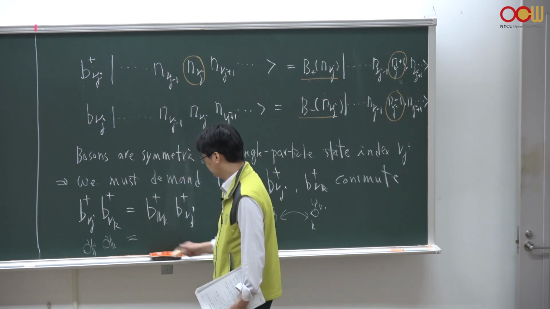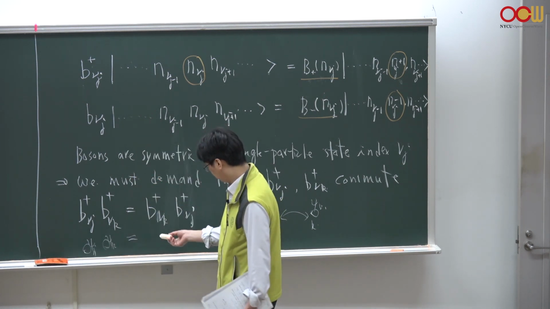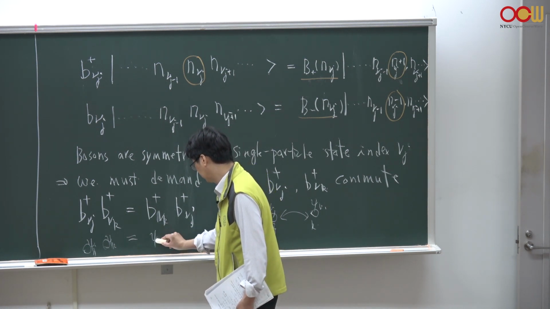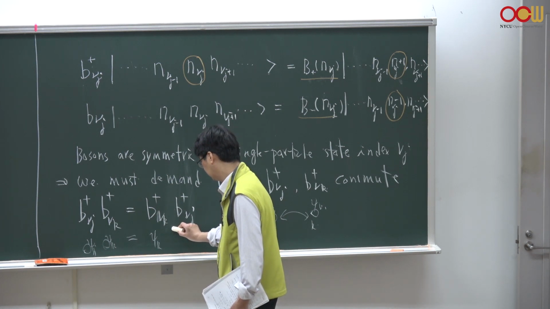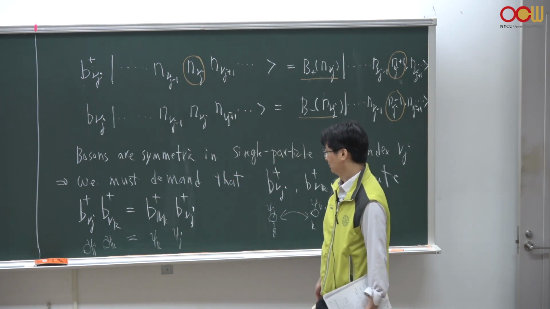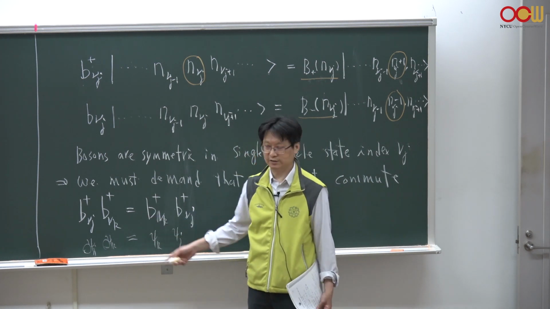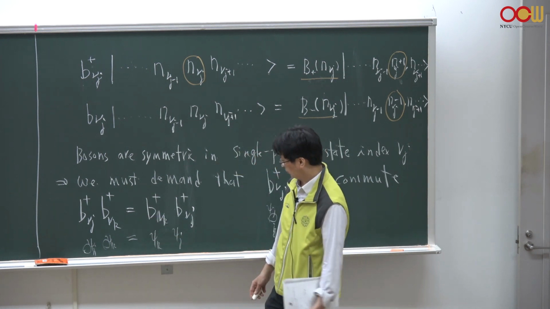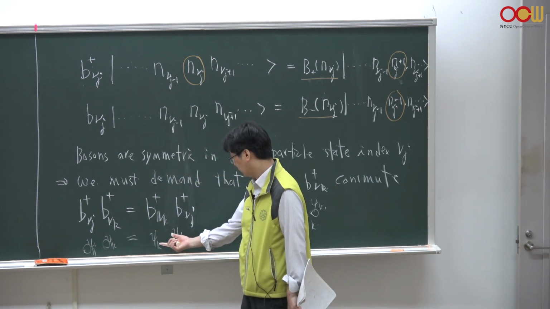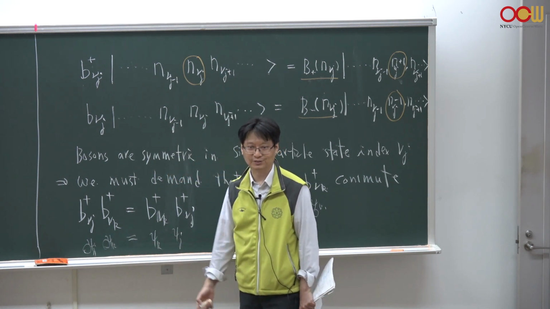And on the right-hand side of the equation, I get the opposite order when we create these two boson wave functions. I first create, say, psi J and then psi K. So this relation simply tells us that, in the Schrödinger picture, psi J times psi K is the same as psi K times psi J if they are bosons, right?